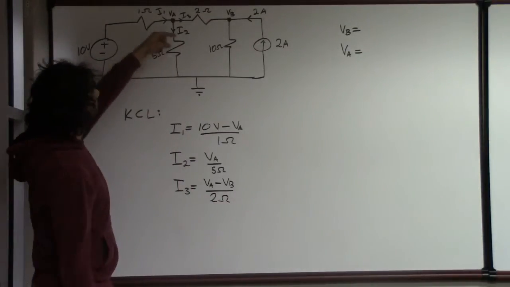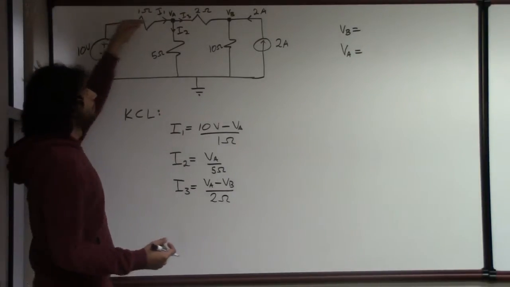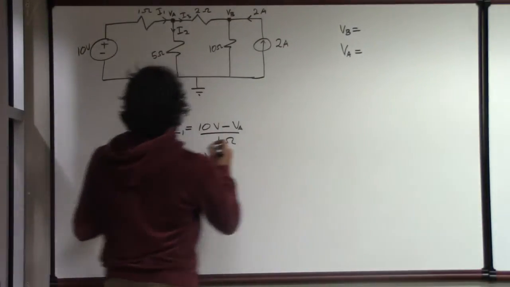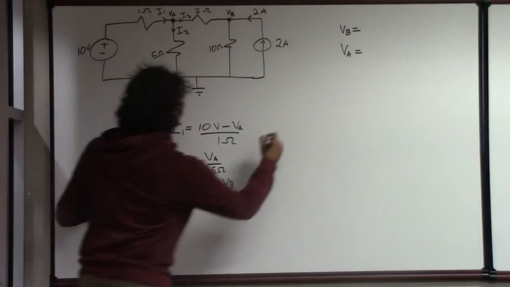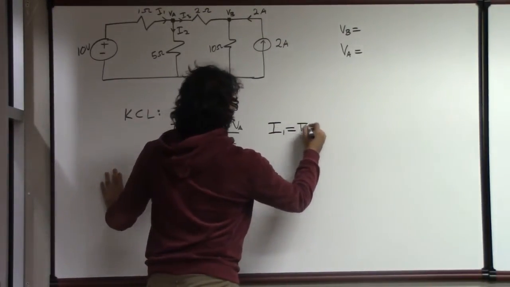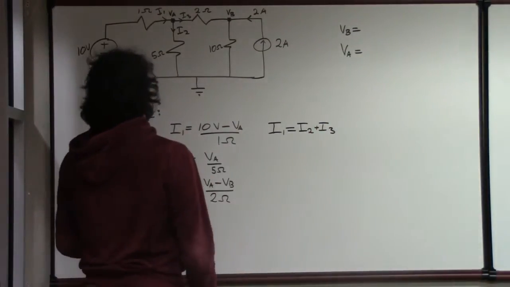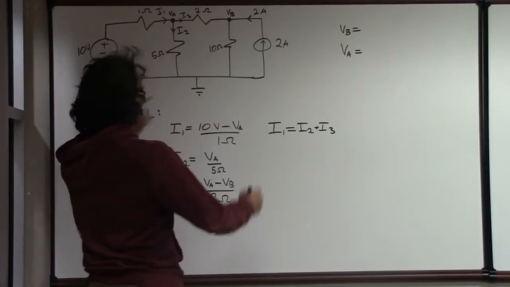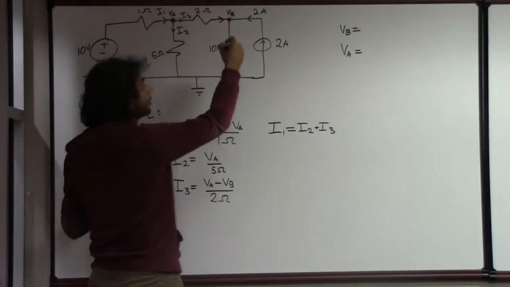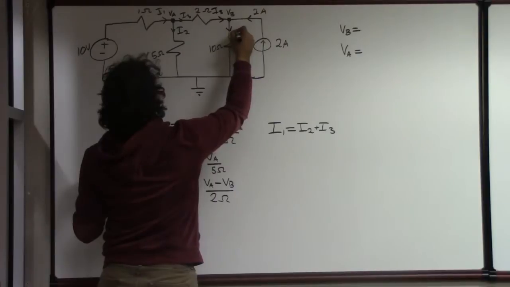Now, if we look at how we've drawn it, we said the sum must equal 0. But that's the same thing as saying the current going in must equal the current going out. So we can make this nice relation that I1 is equal to I2 plus I3. Now, I'll do the same thing at this node. Now this is the same current going through, so this is I3 as well. But I'll label this one as I4.